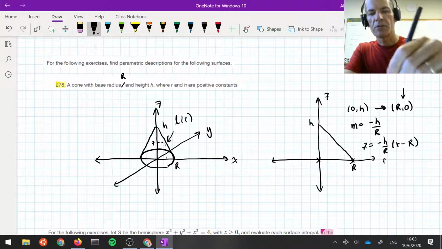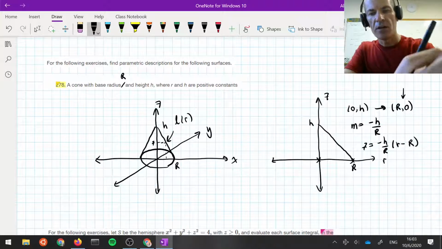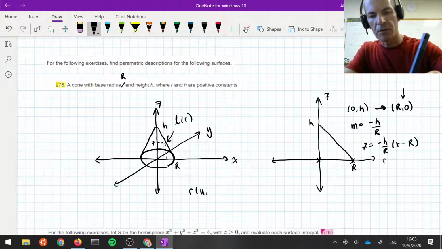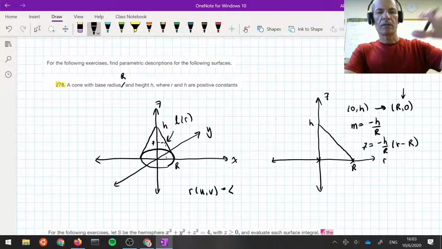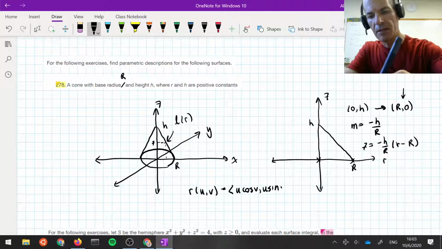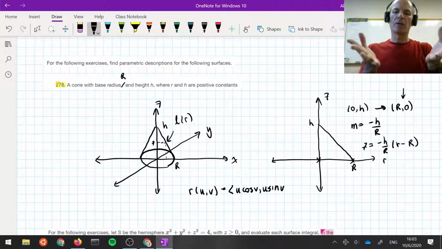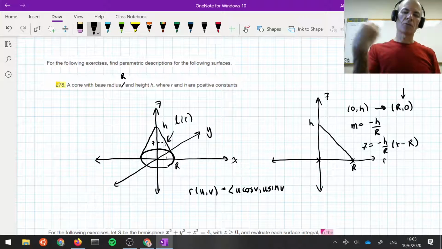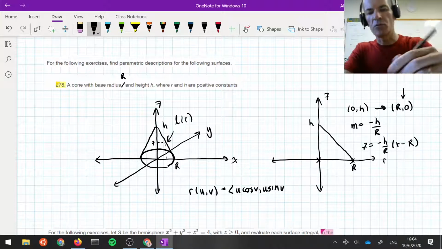All right, given this information, we're now ready to parameterize. We know that cross sections of this surface are going to look like circles in planes that are parallel to the xy plane. So we'll just parameterize that as u cosine v, u sine v, and that comes directly from what we know, right? This is a circle of radius u, and the angle that controls the going around the circle is v.